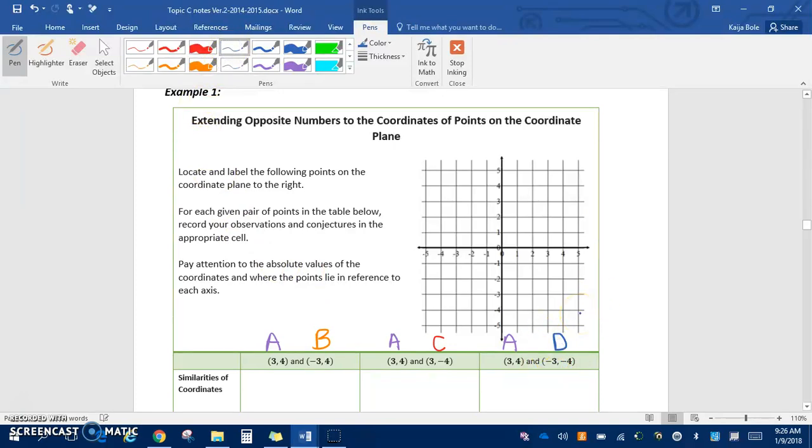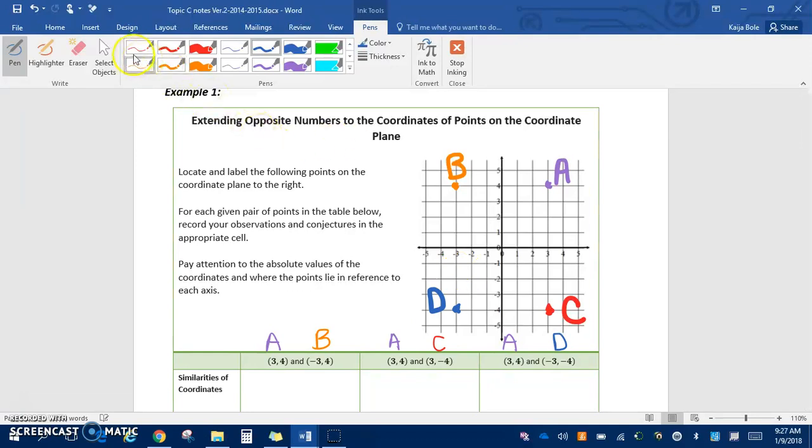Alright, make sure you pause for a second, have those points labeled, and then I'm going to put them on the graph here. So I have 3 up to 4. This is A. And then B was -3, so to the left, and then up to 4. This is B. C, make sure my colors match up, was 3, over to 3 to the right, down to -4. This is going to be C here. And then my last one, D, is -3 down to -4 over here on the left.